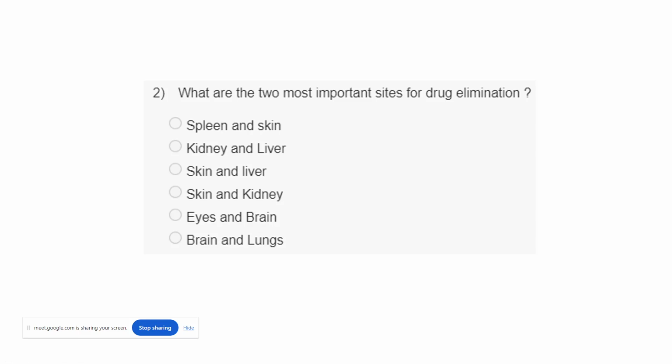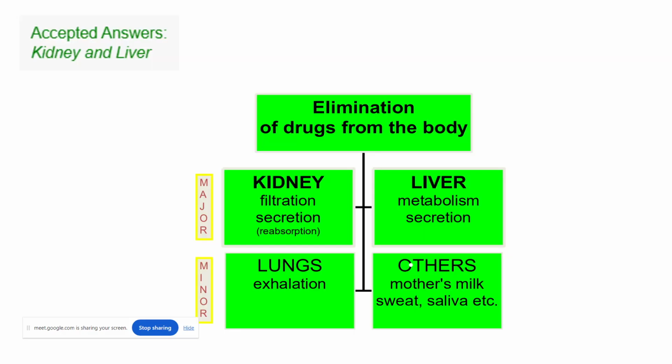The second question was, what are the two most important sites for drug elimination? Correct answer here would be kidney and liver. These are the major organs. Apart from that, some minor organs like lungs, sweat, saliva, and all of these things are also involved.